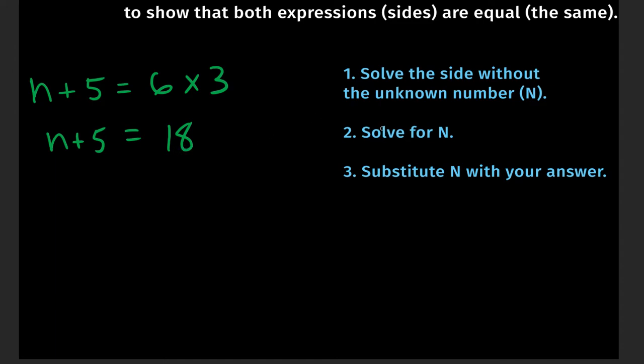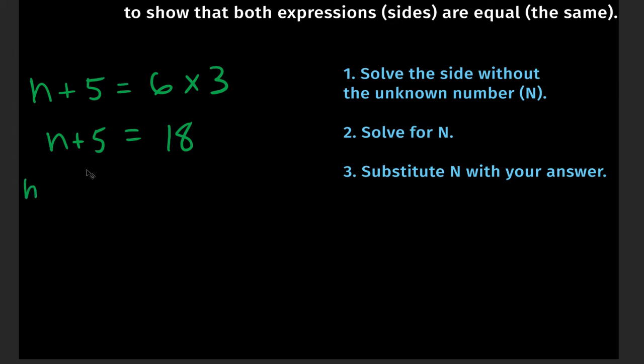Second step, solve for n. That means we have to figure out what n represents. What number plus 5 equals 18? I know a lot of you could probably do that really quickly in your head, but we have to do it a certain way. Okay, so here.